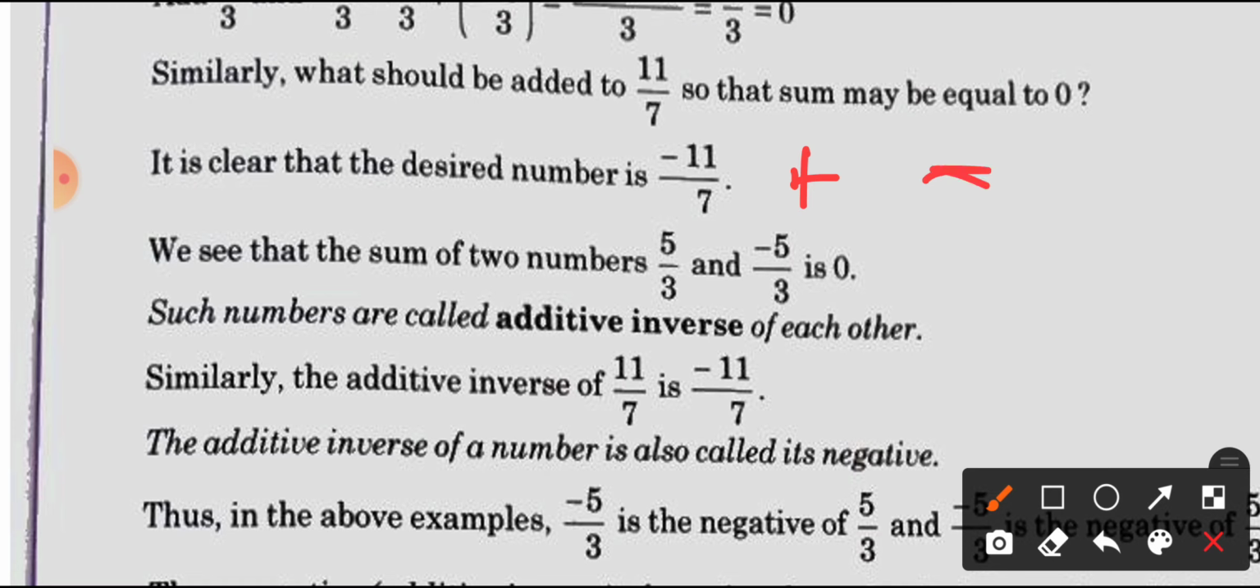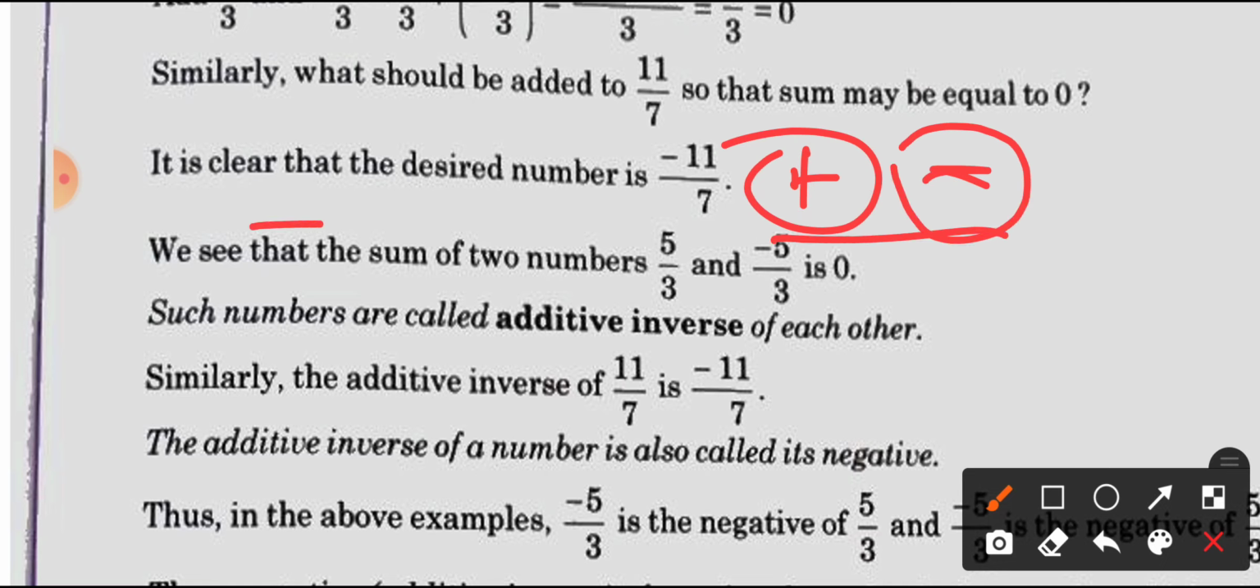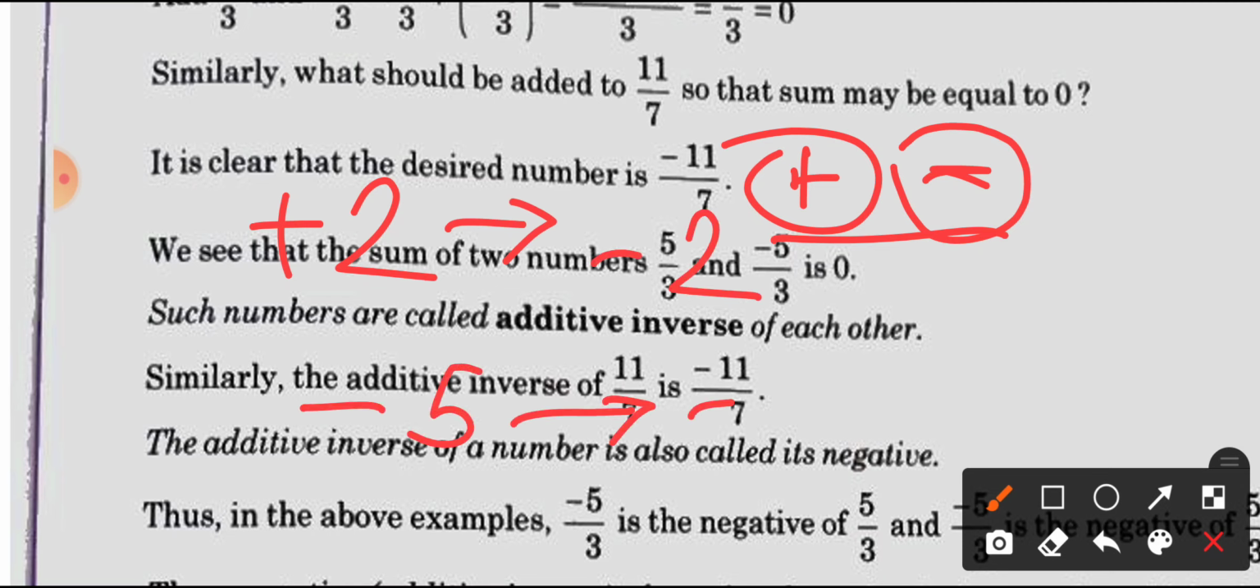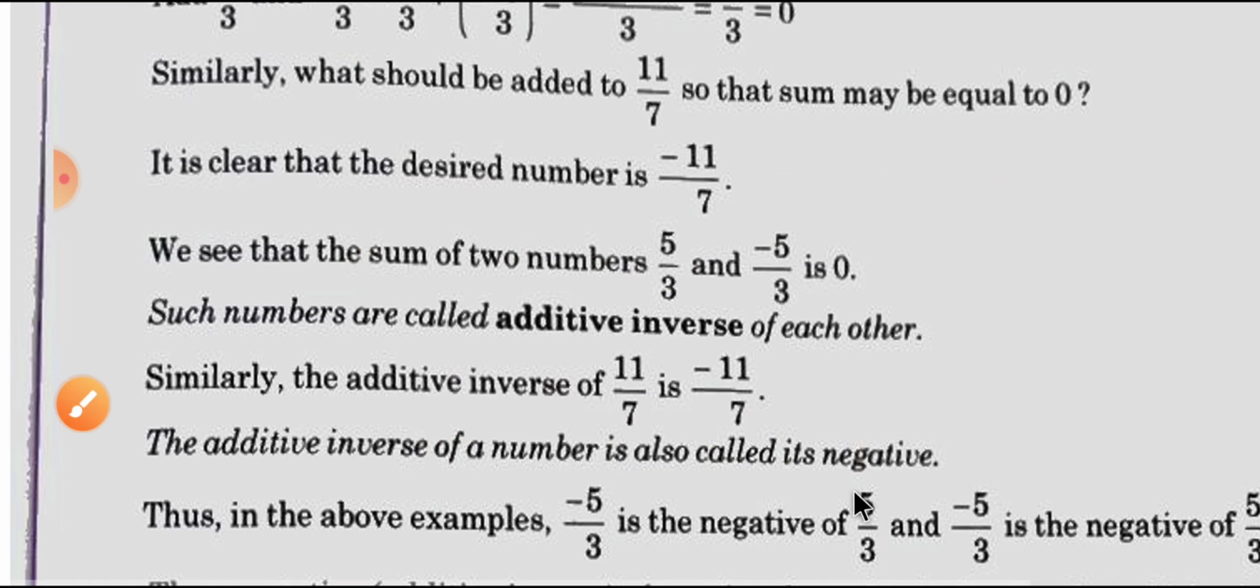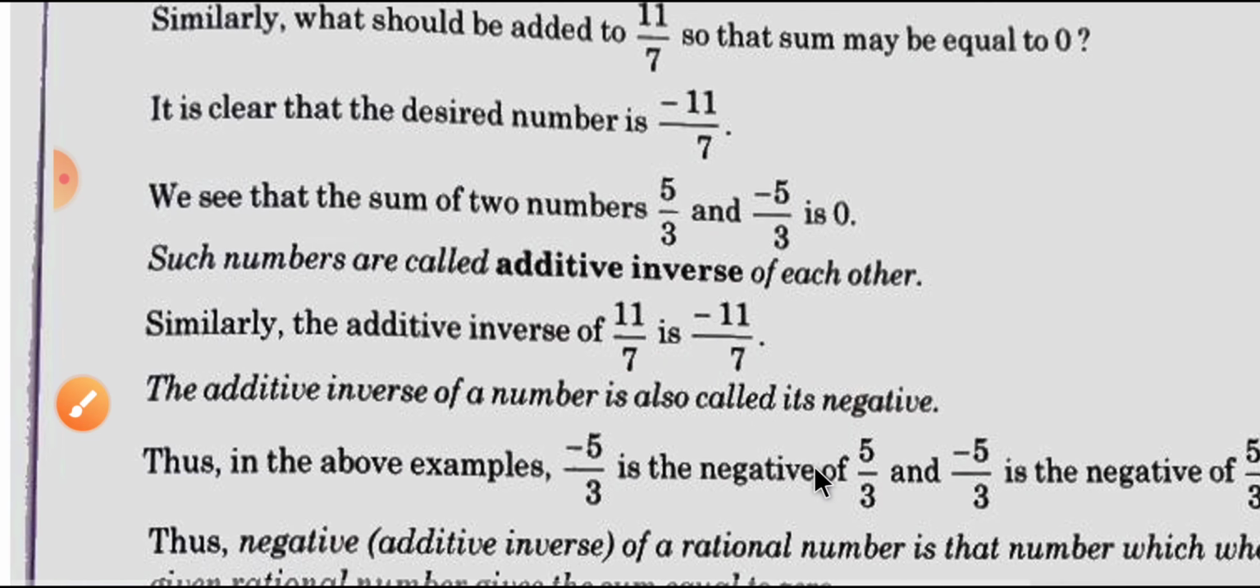And here it is given additive inverse. Additive inverse means the inverse with respect to its symbol. So if it is given plus 2, what will be the additive inverse? Minus 2. And if it is given minus 5, its opposite will be plus 5, or its additive inverse will be plus 5. So the additive inverse of a number is always called its negative.